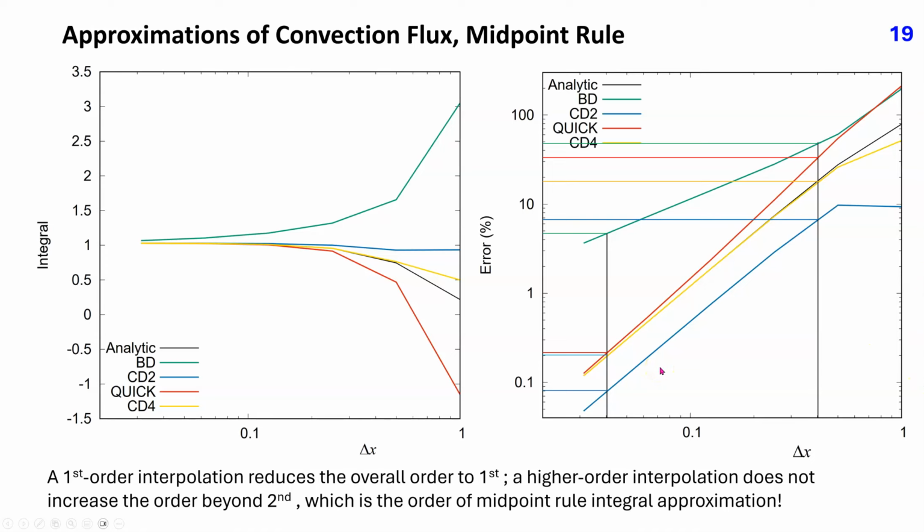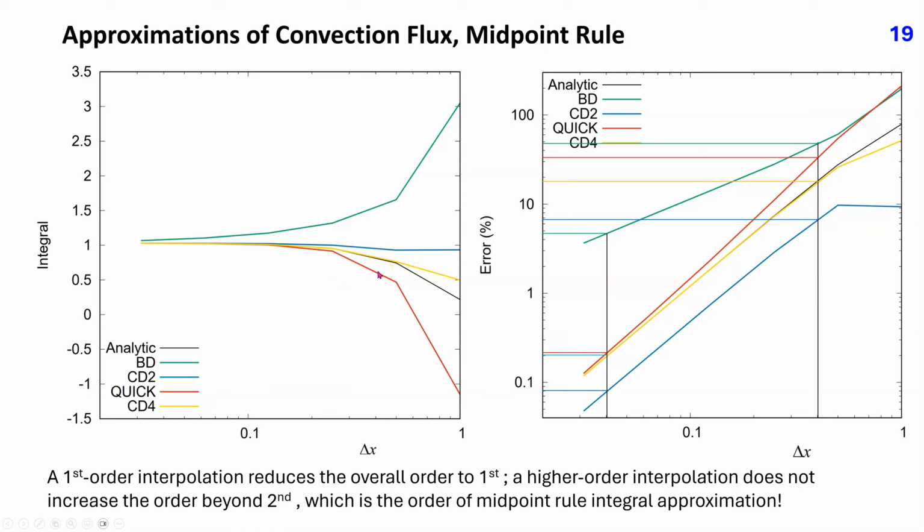Midpoint rule is used to approximate the integral, and 5 different ways of computing the variable value at the midpoint are used. Exact value at the phase center from the analytical function, labeled analytic, which gives the order of the integral approximation alone. The backward or upwind approximation, labeled BD, the green line. Linear interpolation, using cell center values on either side, labeled CD2, the blue line.